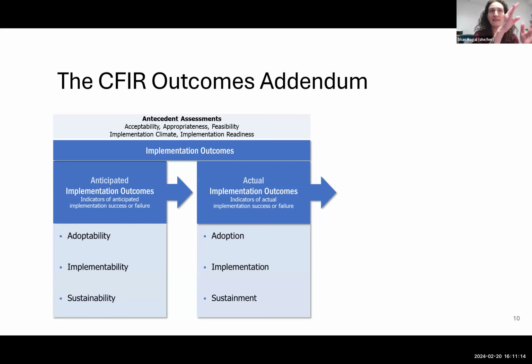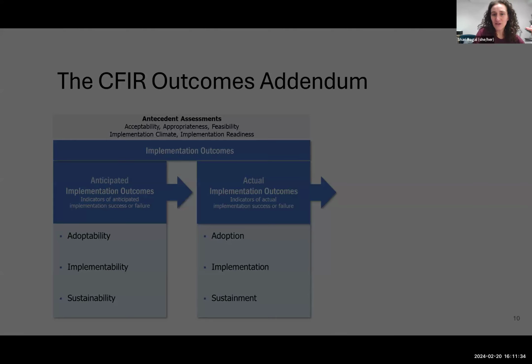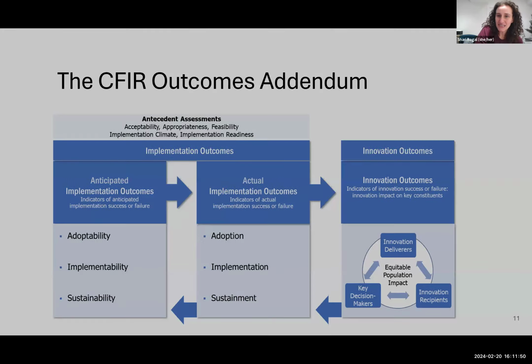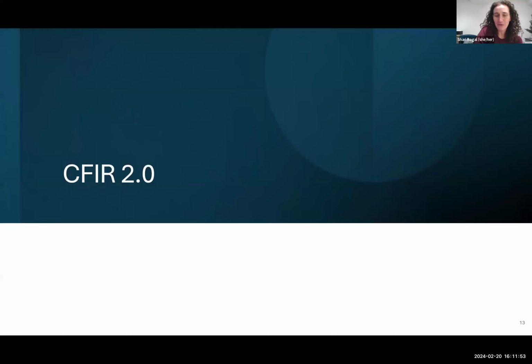If you think about what has to happen for successful implementation, whatever the thing is needs to be acceptable, appropriate, feasible, and delivered in a favorable implementation climate that's ready for implementation. Then you can get adoption, implementation, and ultimately sustainment, which will lead to improved outcomes. Those outcomes are the result of how well that innovation works, but also how well it's delivered. So implementation outcomes are a result of your implementation determinants, and your innovation outcomes are a result of how well your innovation works.